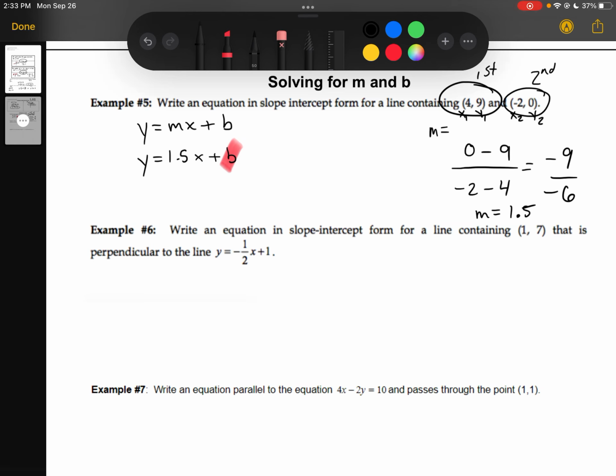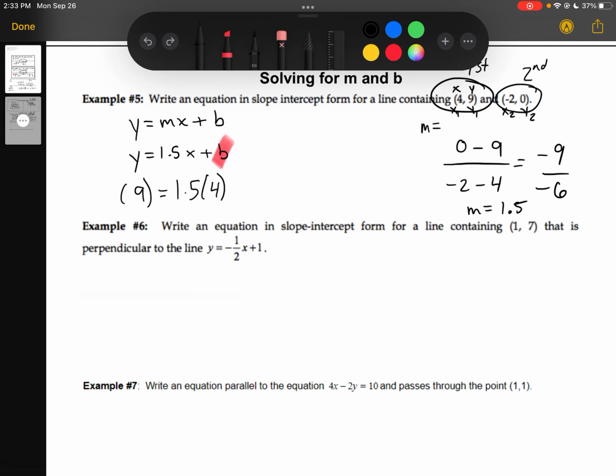So let's say we choose the first pair. In the first pair, x is 4 and y is 9. So we are actually allowed to plug in for x and for y. And what that's going to allow us to do is actually solve for b. So 1.5 times 4 gets us 6 plus b equals 9. Subtract 6 from both sides, and we'll get b equals 9 minus 6, which is just 3. So here, we've identified m, we've identified b, so y equals 1.5x plus 3.